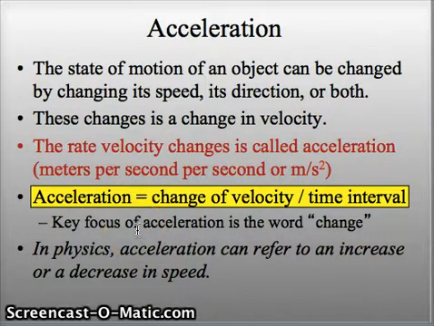So the units for acceleration are meters per second per second, because we're looking at the rate at which velocity changes. Therefore we take velocity divided by time. Velocity's unit is meters per second, divided by time, so it's meters per second squared, which is essentially the units for acceleration. Now, in physics, we can say acceleration is an increase in speed or decrease in speed. In English, we say decelerate, but in physics, acceleration is just a change.